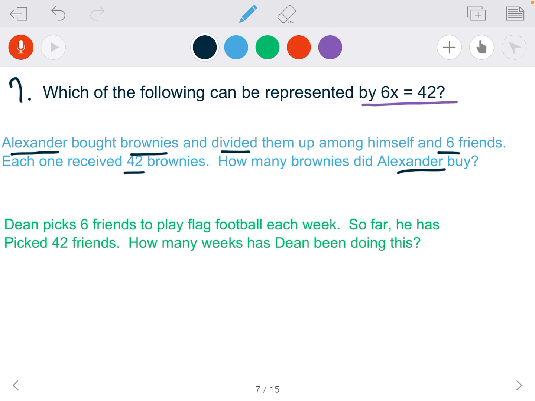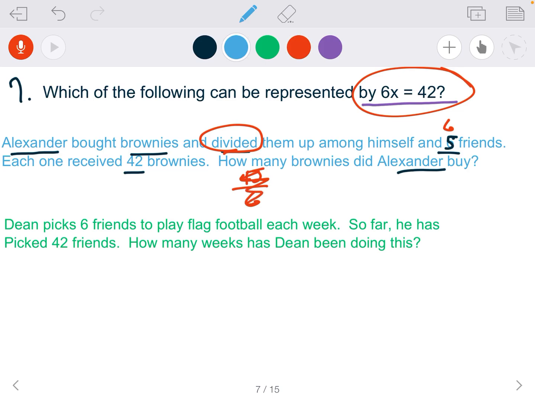Well, if he divided them up by himself and 6 friends, this is really 7. So let me just change that for our purposes here. Let me make it 5 friends, so we at least have the number 6 here. So he's actually dividing up the brownies. If he had 42, he would be dividing it by 6. So this does not represent my 6x equals 42. We're doing something different.